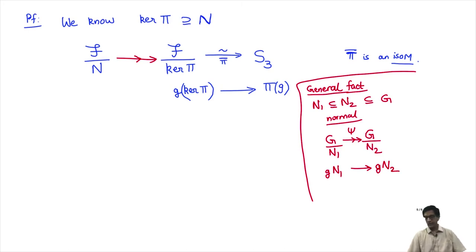And here's a simple exercise. Check that psi is in fact a homomorphism of groups, that it is onto. And in fact, its kernel is exactly, well, what is it? It's everything which maps to the identity coset. So that's going to be all the cosets of elements from N2. This is usually what we call N2 by N1. N2 by N1 just means I take all cosets G N1, where G comes from N2.